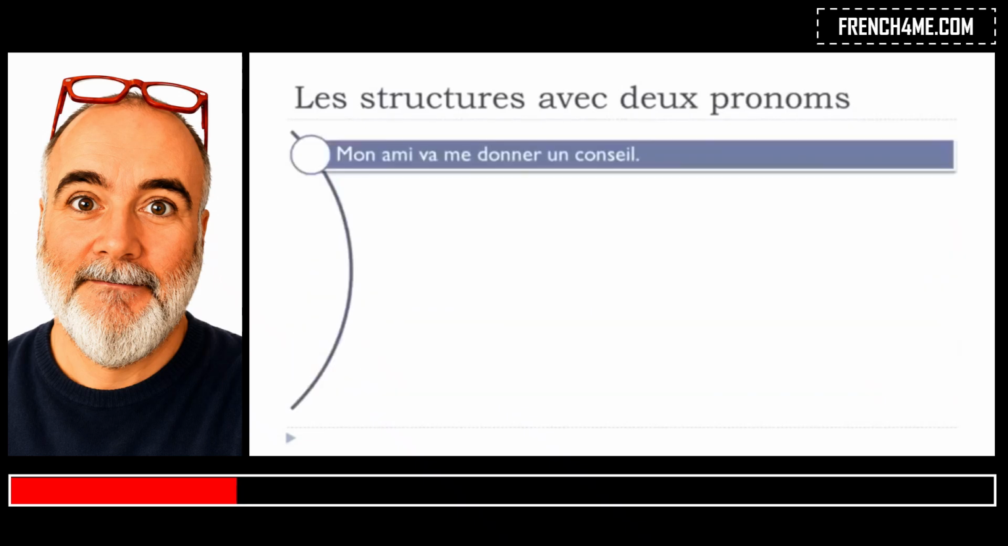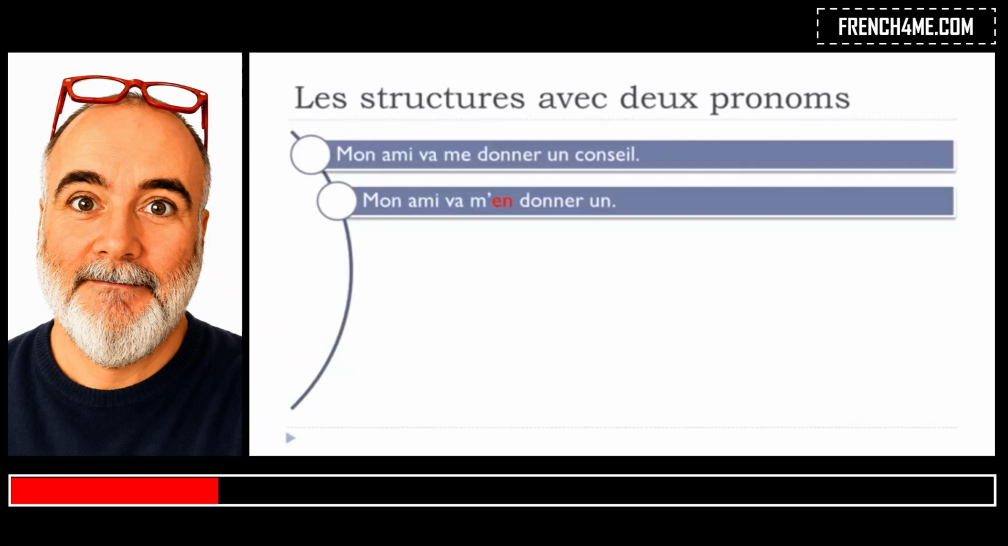Okay, so let's see. Mon ami va me donner un conseil. Exactly the same idea. We'll replace un conseil by en, and then we see how it goes. Mon ami va. So here you've got this verb aller, the first verb. And then you will put your pronouns. So me here, of course the e is going away. Then you've got your pronoun en before the second verb. Donner, to give, that's the second verb here, in infinitive form, as usual in French when we've got two verbs. So, mon ami va m'en donner un.